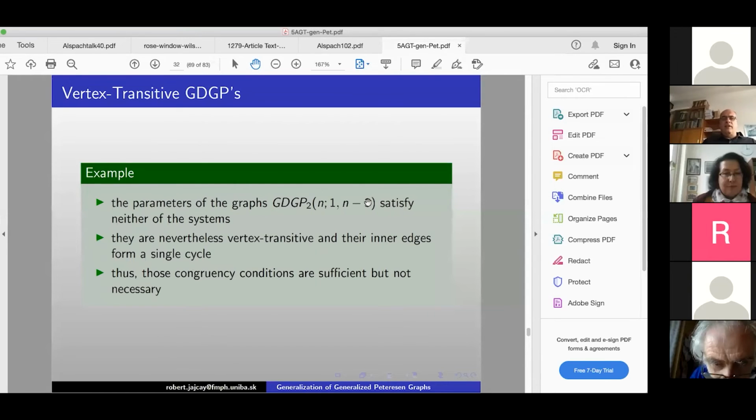So we don't have the nice situation in a way Watkins and the others had, that the condition they found was sufficient and necessary. So far, we only have a sufficient condition at this point.